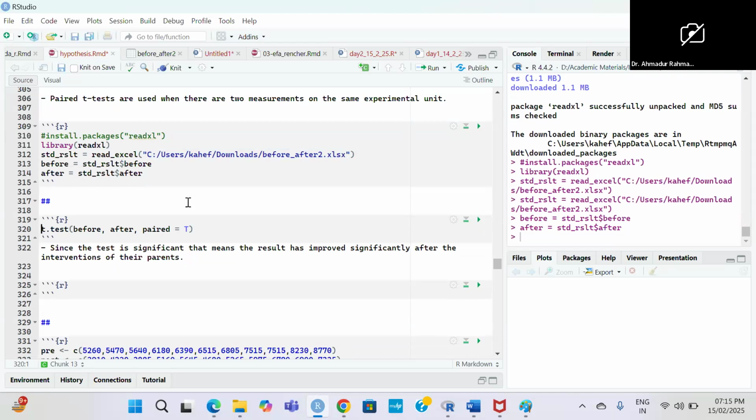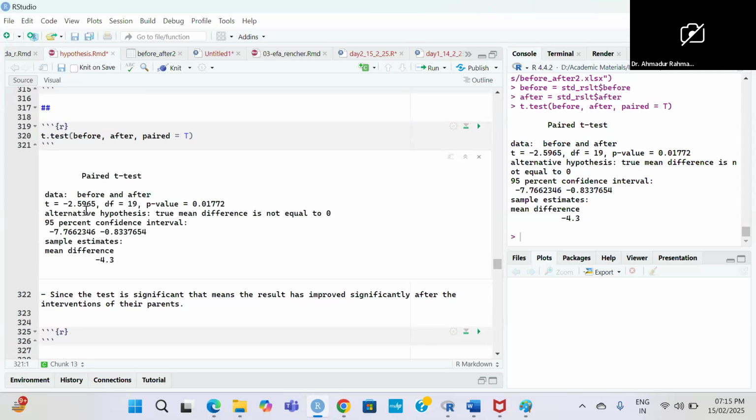Now use t-test. So since this data is before and after, we are not going to check whether variances are equal or not. So we directly run this. And when we run this, we have this value. Paired t-test. See, t value is minus 2.5965. See, we have written here before value. So the average grade of before value is less than the after intervention of their parents, after their parents' interventions, right?